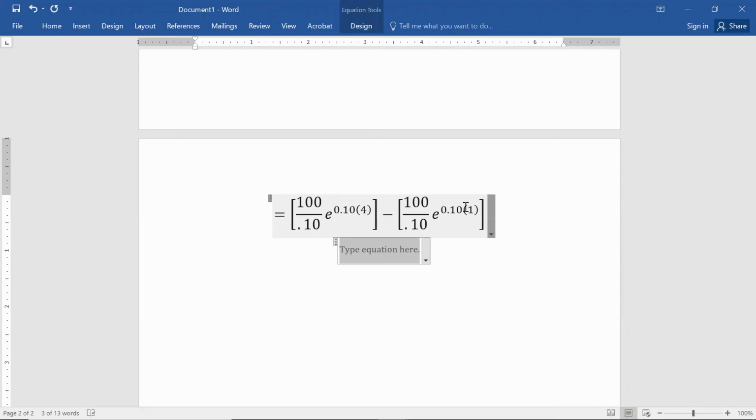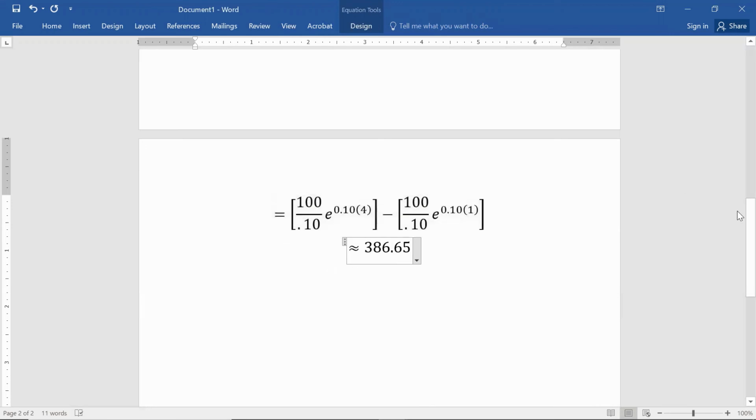By the way, I keep writing 100 divided by 0.10. If that bothers you, feel free to write 1,000. In fact, while I type it into my calculator, I am writing 1,000. I ended up with approximately 386.65. Again, that's rounded to 2 decimal places.